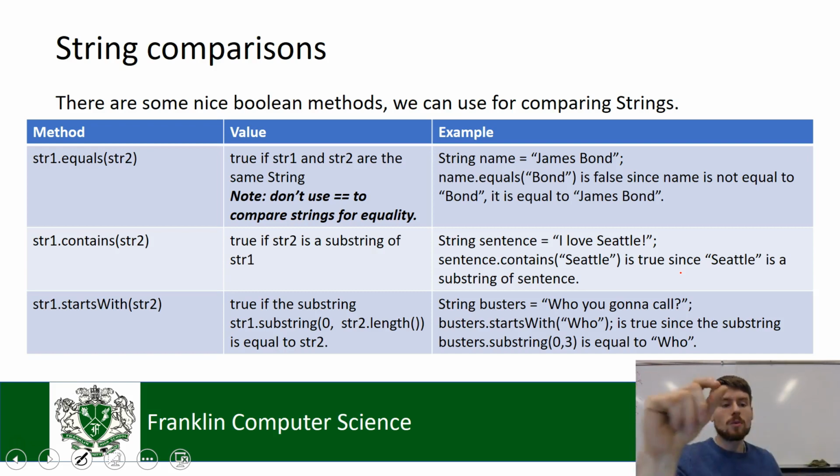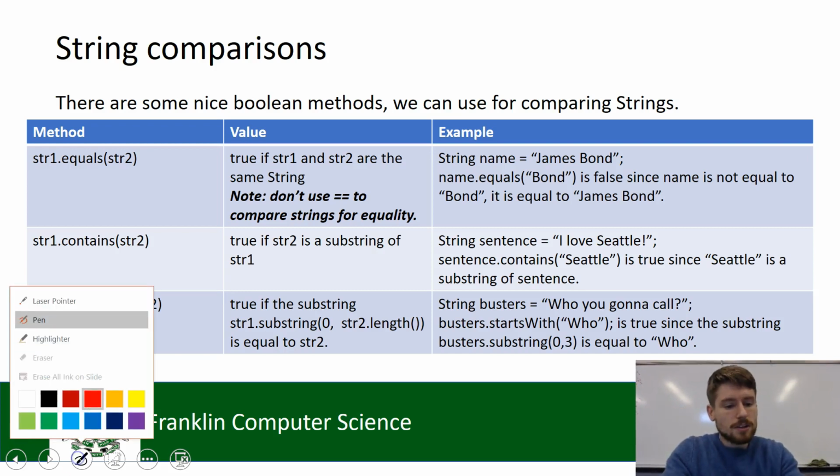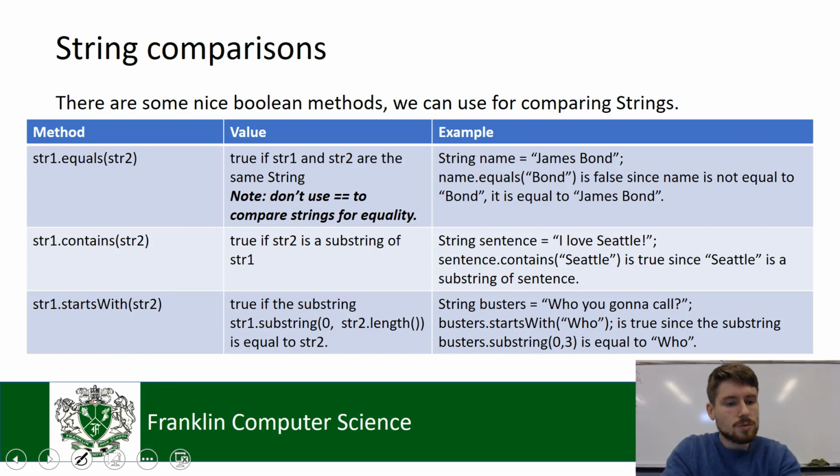So you'd say string 1 dot equals string 2, and in this case the order doesn't matter. You could also swap these, and it's exactly the same. String 2 dot equals string 1 is the same as string 1 dot equals string 2.